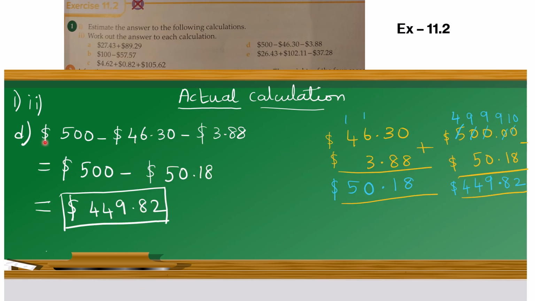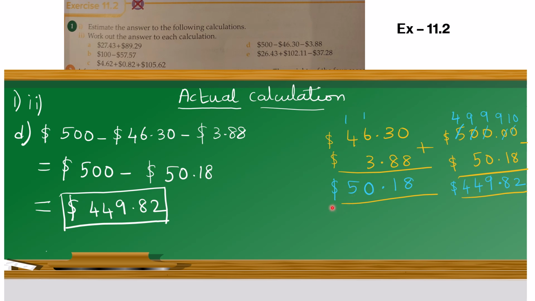B question: $500 minus $46.30 minus $3.88. Okay, so whenever we see two negative numbers, we have to do addition. We have to keep the negative sign aside, just do the addition first. Okay, so 0 plus 8, it's 8. 3 plus 8 is 11. So 1 is here, 1 is there. 1 plus 6 is 7. 7 plus 3 is 10. So 0, 1 again here. So 1 plus 4 is 5.